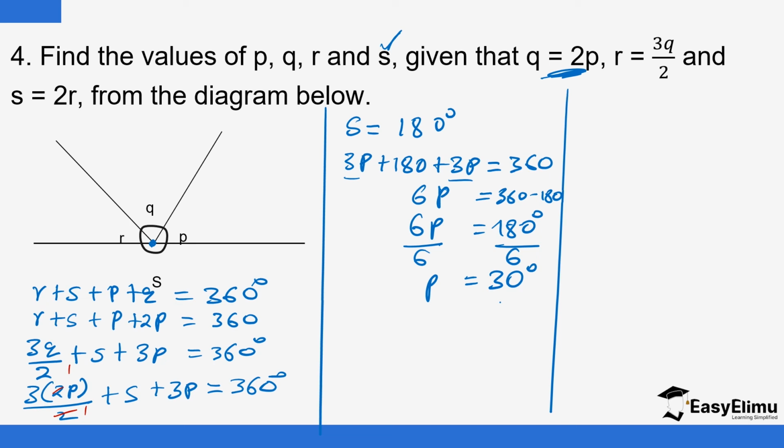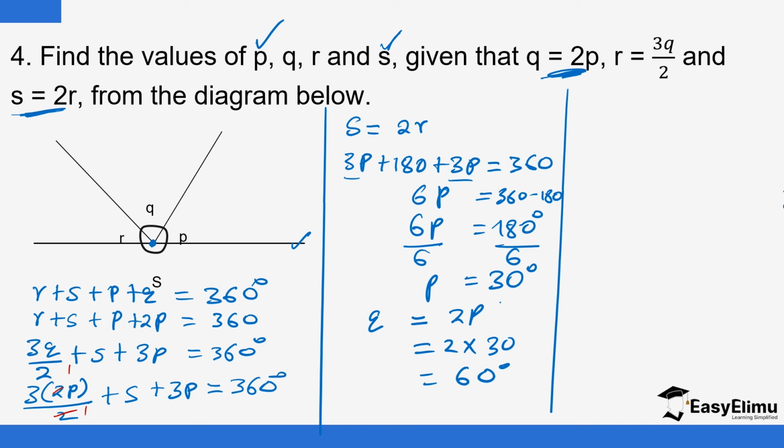So we have P, but we don't have Q. So let's find Q. P we have, so Q is equal to 2P. So 2 by 30, 60 degrees. And finally we have R. Actually, S is also given here. S is also given as 2R. So we will not take it to be 180.